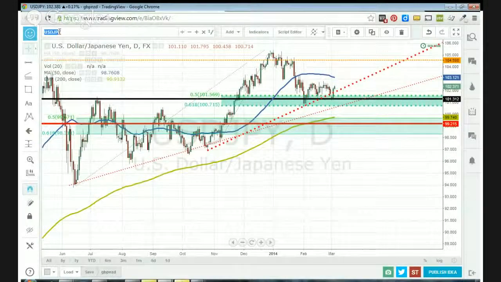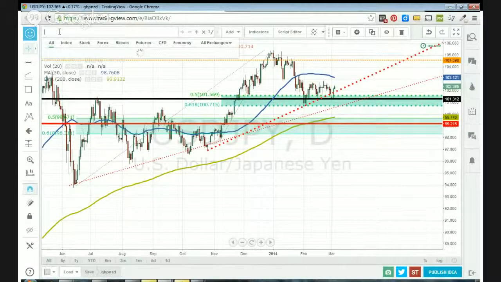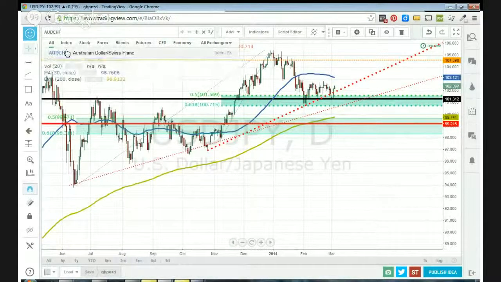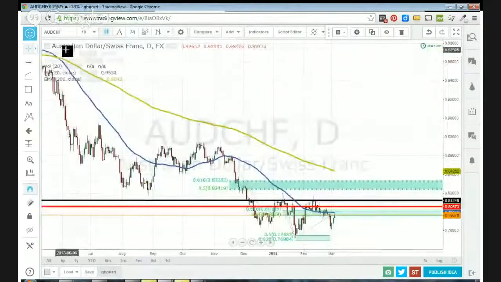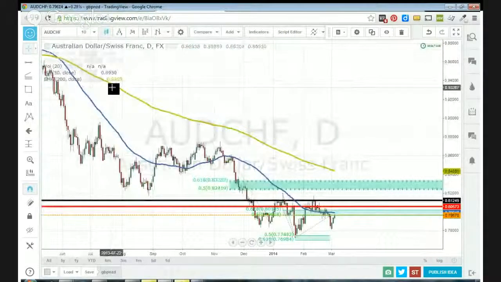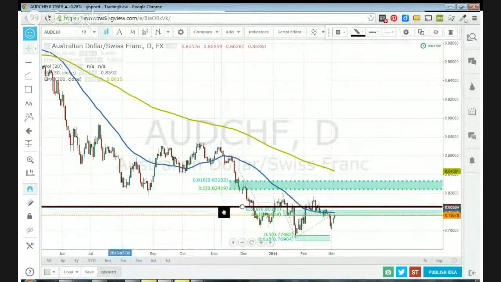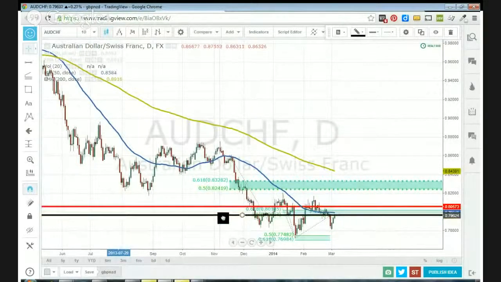Anyway, I always like to start with the positions I have on at the moment, so that means heading over to the Australian dollar. I have a number of positions on the Australian dollar. Aussie Swiss is one of them. Here's the Aussie Swiss trade. It's actually slightly in the money at the moment.